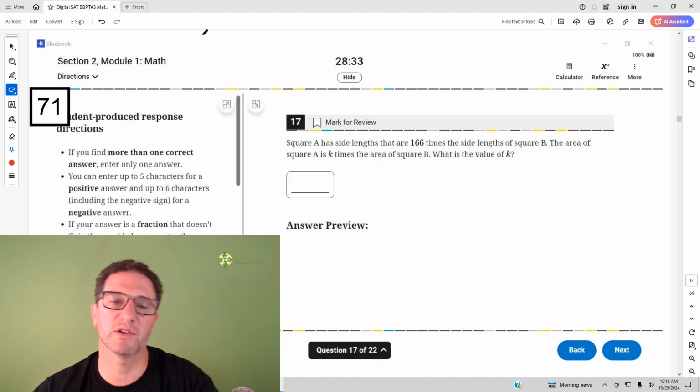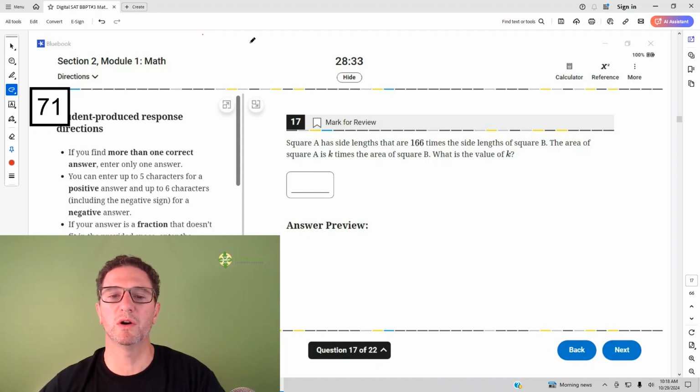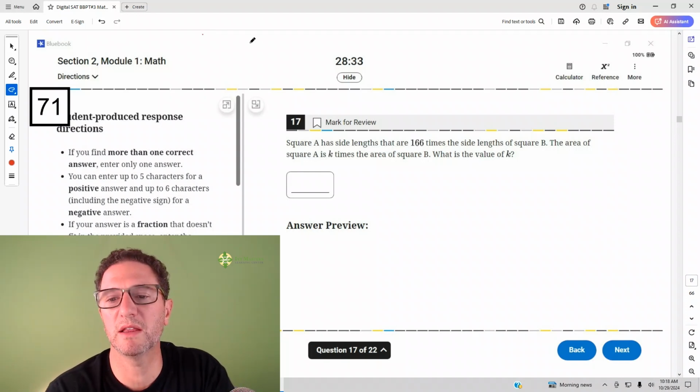This is the 17th question from Digital SAT Test 3 Module 1. And number 17 reads, square A is side length 166 times the side length of square B. The area of square A is K times the area of square B.